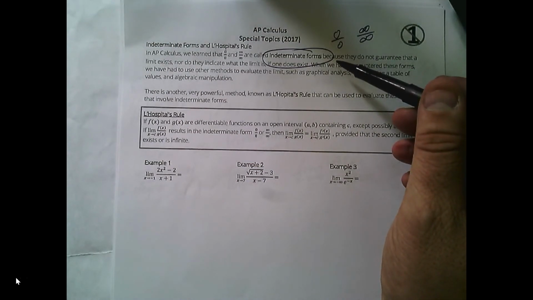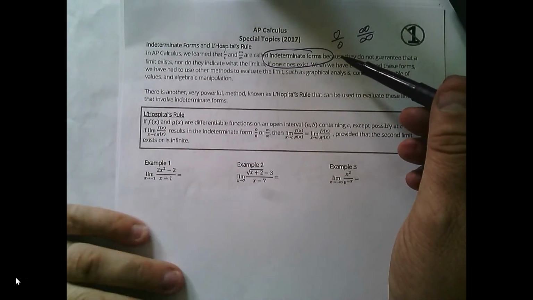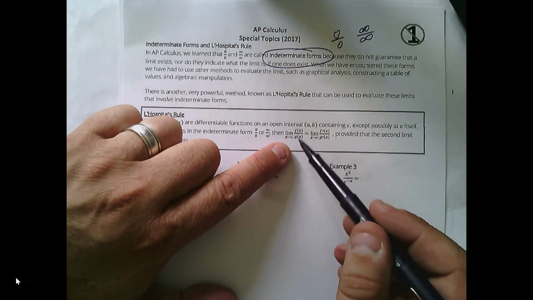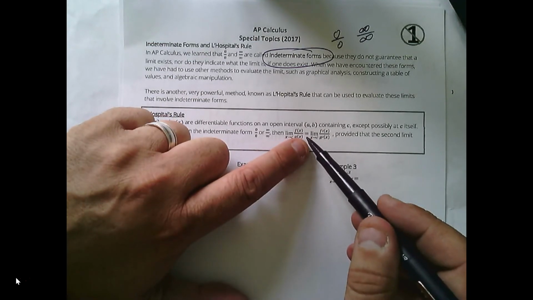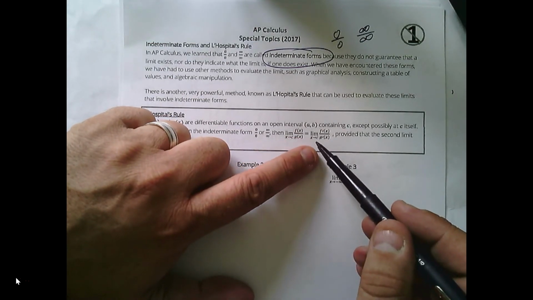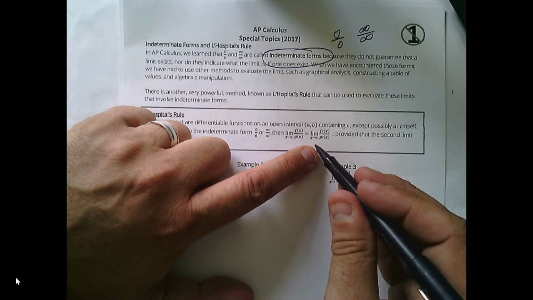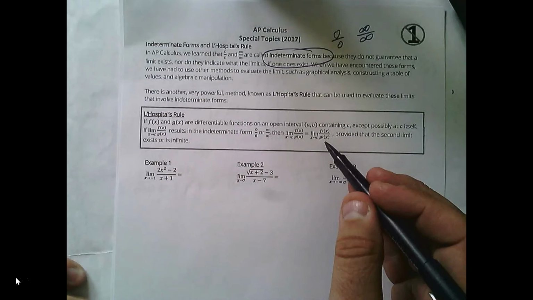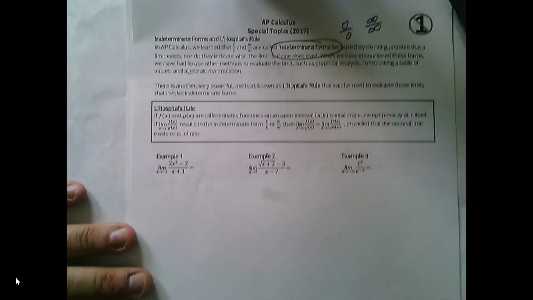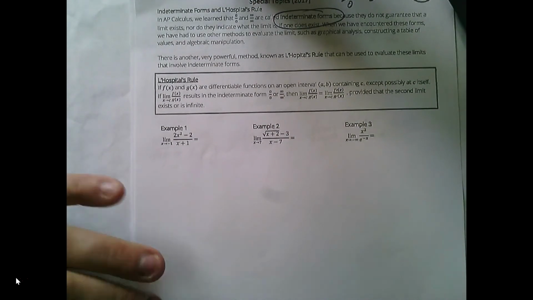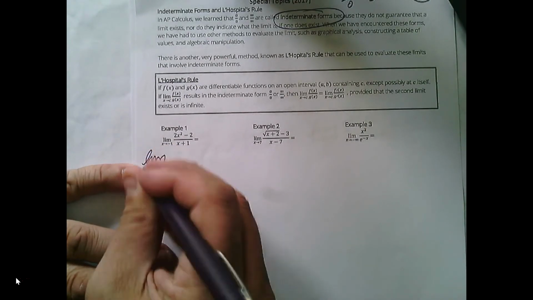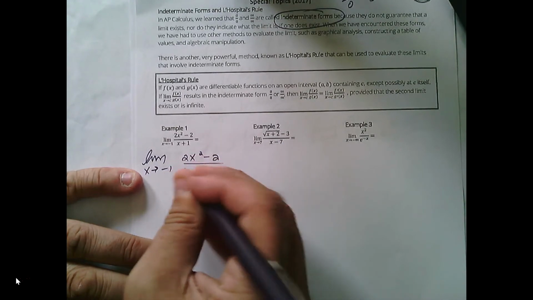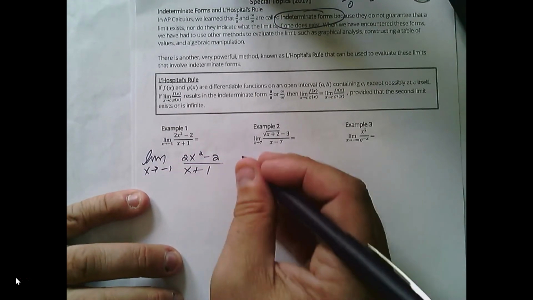If you have an indeterminate form, L'Hopital's rule says that the limit as x approaches c of f of x over g of x will be equal to the exact same value as the limit as x approaches c of the derivative of f divided by the derivative of g. Let's look at a couple of examples, and we're going to snap to this, and life's going to get really good. Okay, try taking the limit as x approaches negative 1 of 2x squared minus 2 over x plus 1.